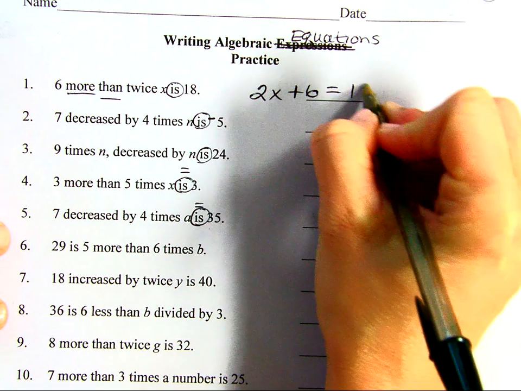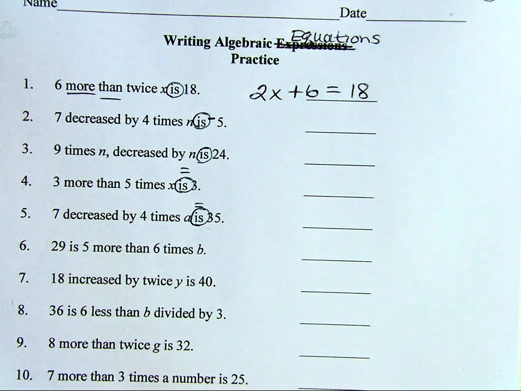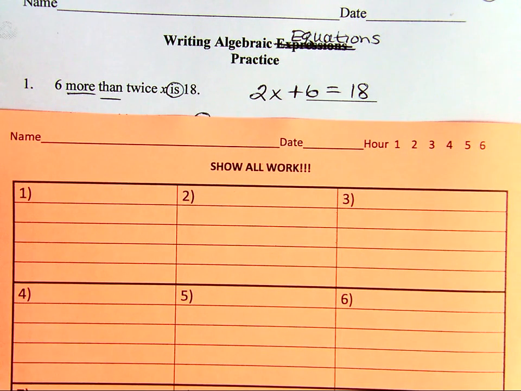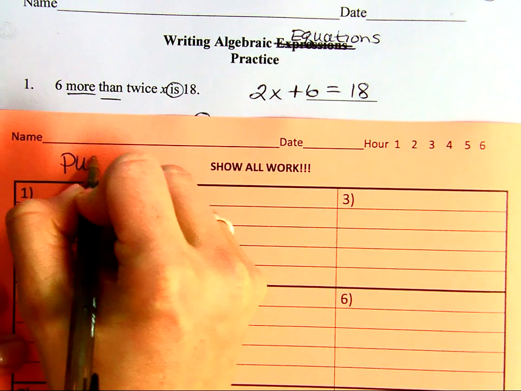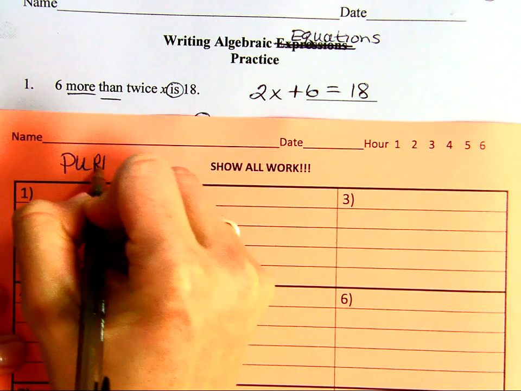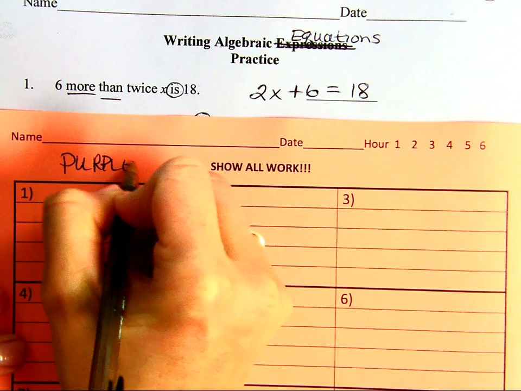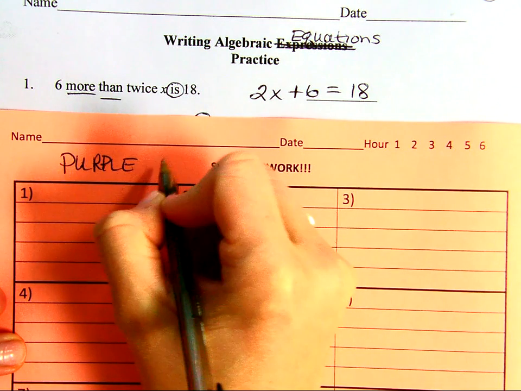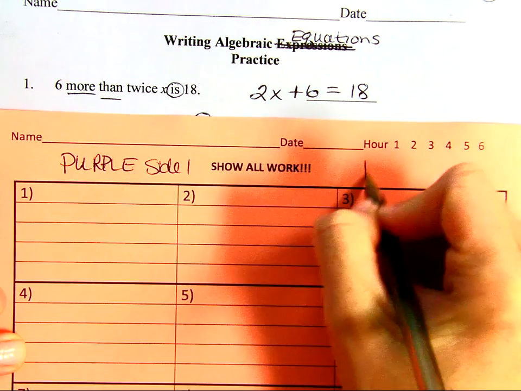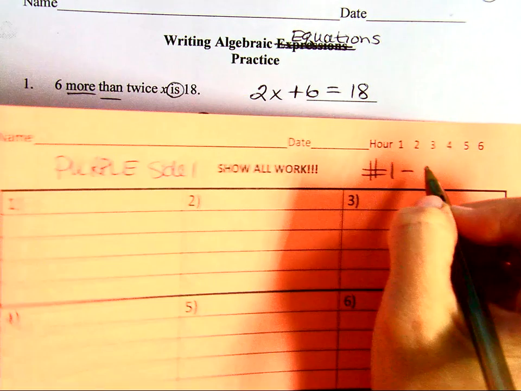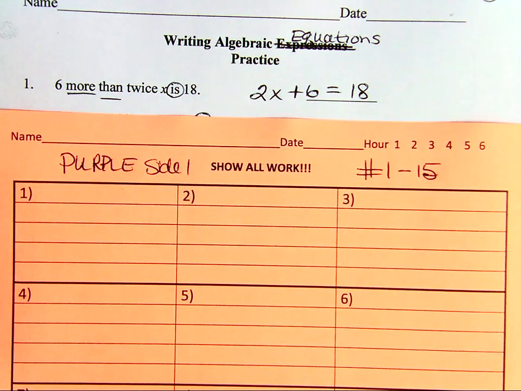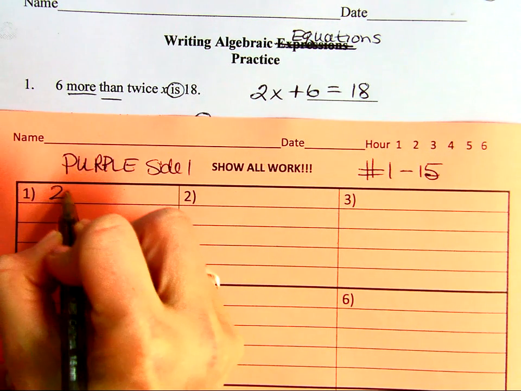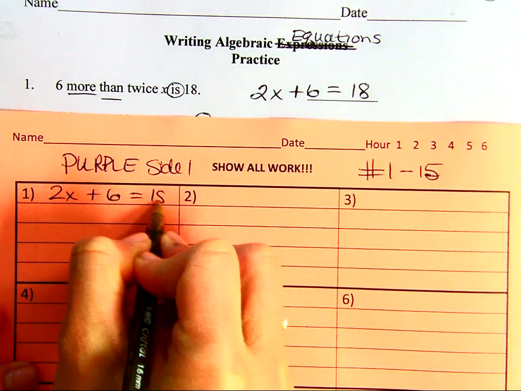And then what does is 18 mean? Equals 18. Now, you know I'm not going to let you get away with cramming all that work on this tiny little sheet of paper. So you're going to go to this and you're going to write purple, side 1, numbers 1 through, I only give you 15. Got it? So now let's go to number 1 and let's copy in the equation that you just translated.